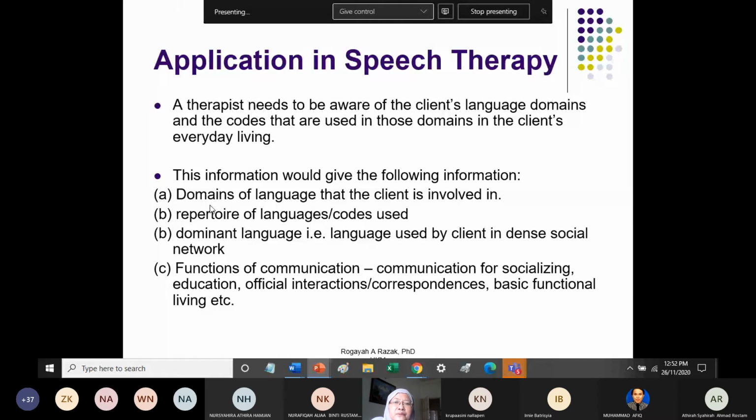And then the domains of language that the client is involved in. This means that if you look at this child who is, let's say, 5 years old, he comes to your clinic, he has this problem, language delay lah, let's say. Now you need to know what domain the client is always in, who he sees, where he goes. So you ask the mom, okay, he's 5 years old, is he going to kindergarten? And then the mom says yes. Partly he also goes to Impiana lah, let's say, which is an early intervention center, kan? So now you know that he goes to a kindergarten, he goes to an early intervention program.